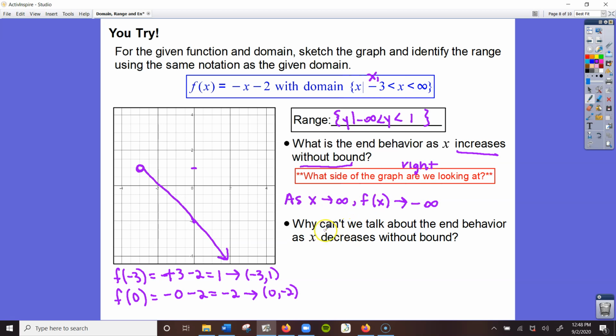Now this follow-up question states, why can't we talk about the end behavior as x decreases without bound? If I look on the left side of the graph, because that's what this is talking about, notice that it doesn't keep going. It ends here at -3. Therefore, this is bounded at the left side. Meaning that there is no end behavior on the left.